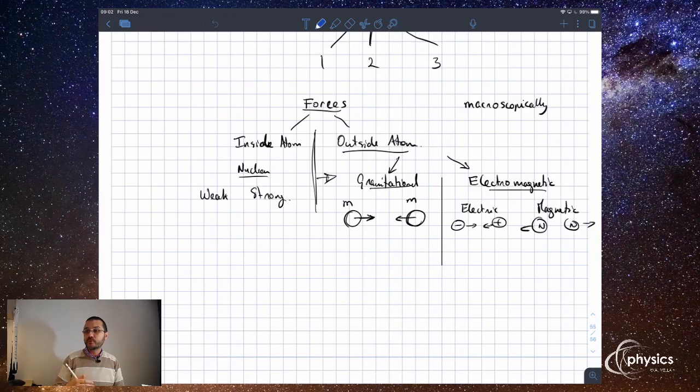We're going to talk about forces outside the atom because we're going to investigate situations macroscopically, so from outside. And we also said that these forces can be subdivided into two groups, gravitational and electromagnetic. All forces outside the atom can be arranged in these two groups, gravitational or electromagnetic. Now, today, in fact, we're going to talk about these types of forces.